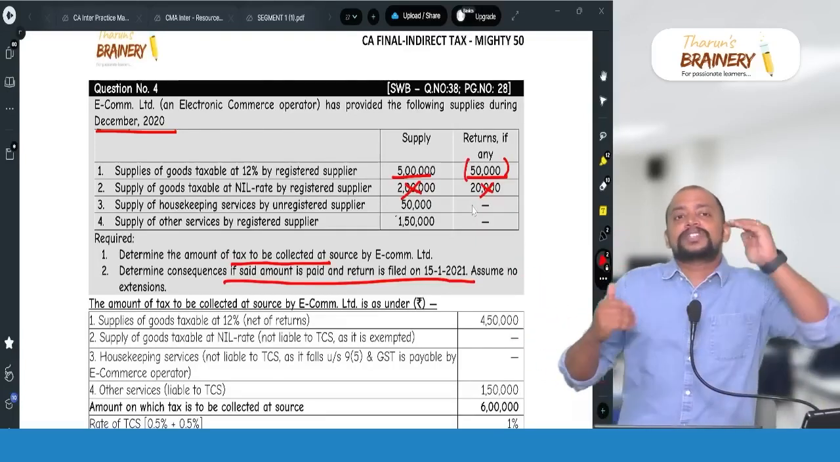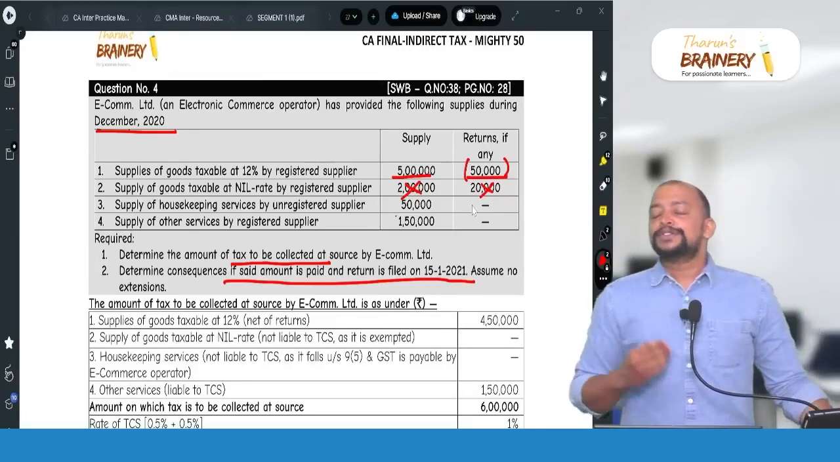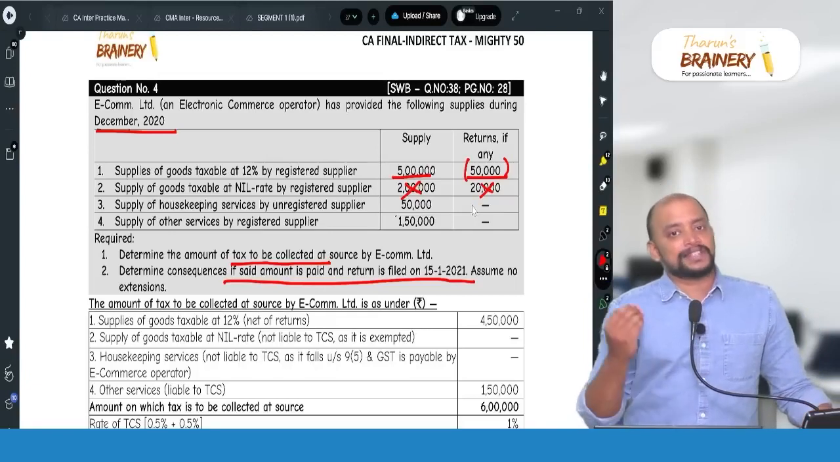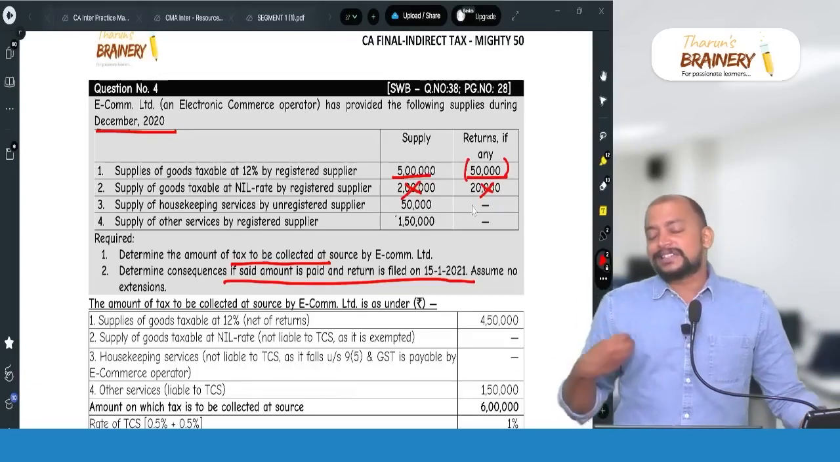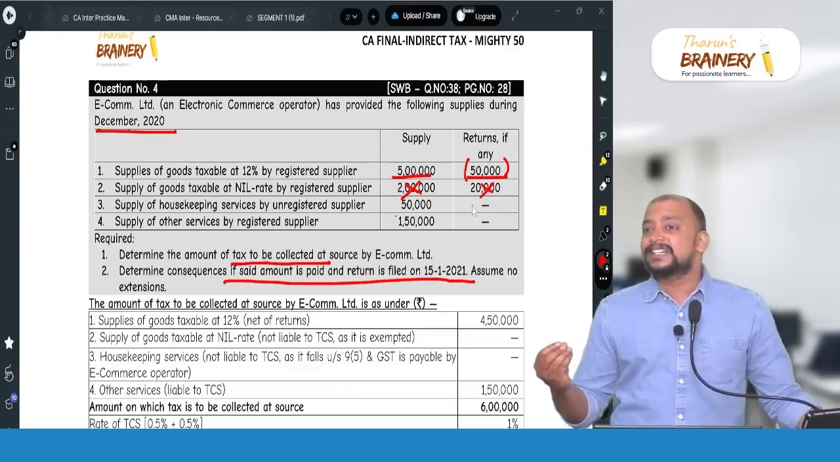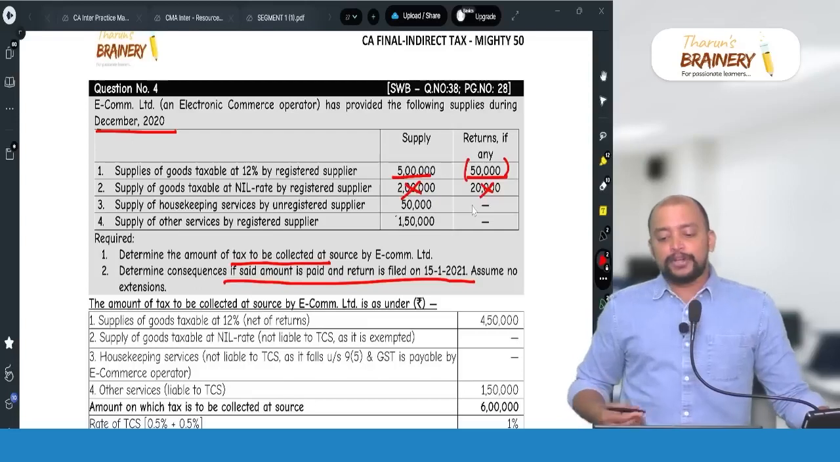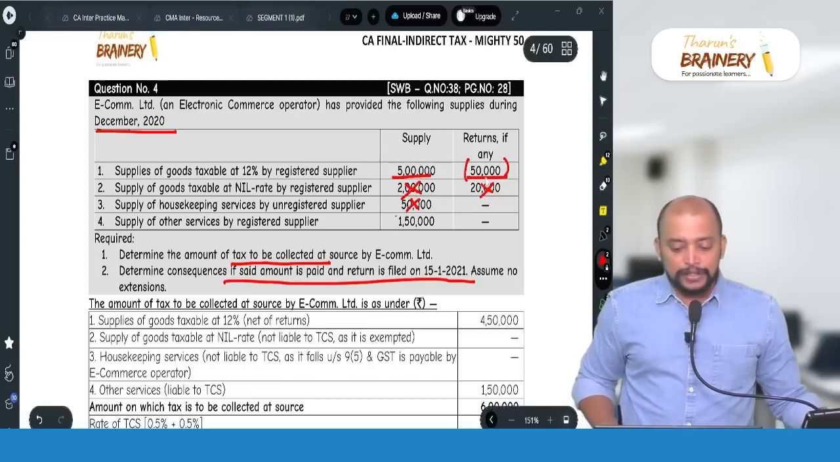So, here housekeeping service is the first one, and the supplier is unregistered. So, it is a notified service under 9 subsection 5. And we learned that whenever GST is payable under 9 subsection 5 by the e-commerce operator, TCS will not be applicable, because section 9 subsection 5 and section 52 are mutually exclusive.